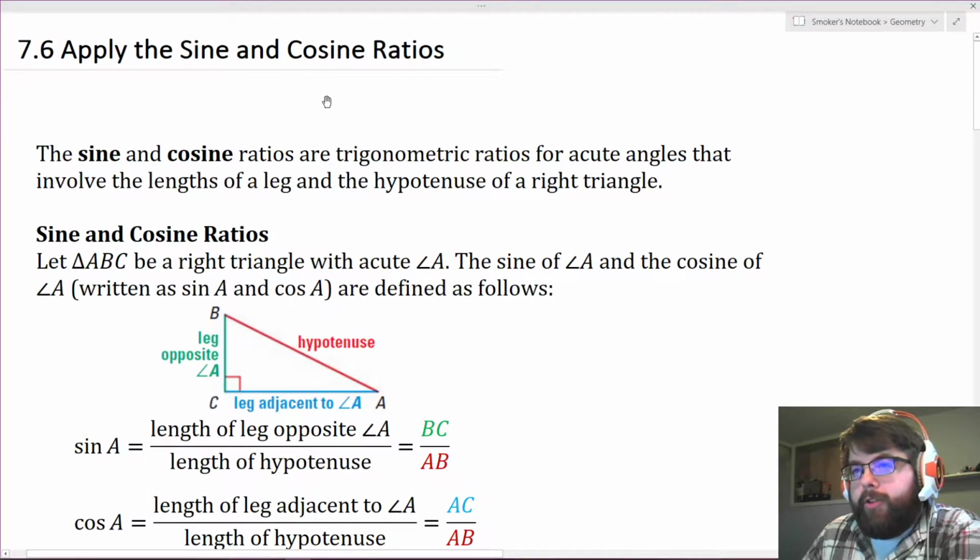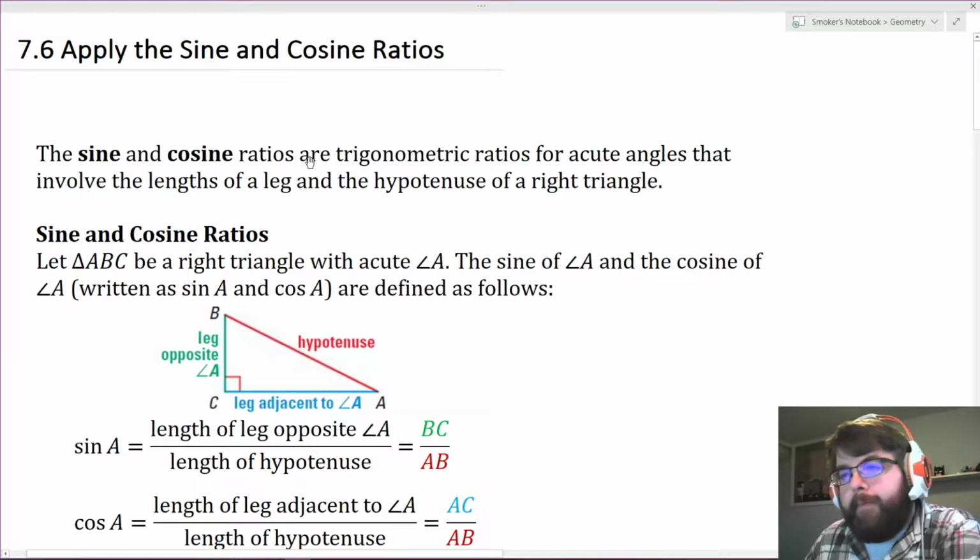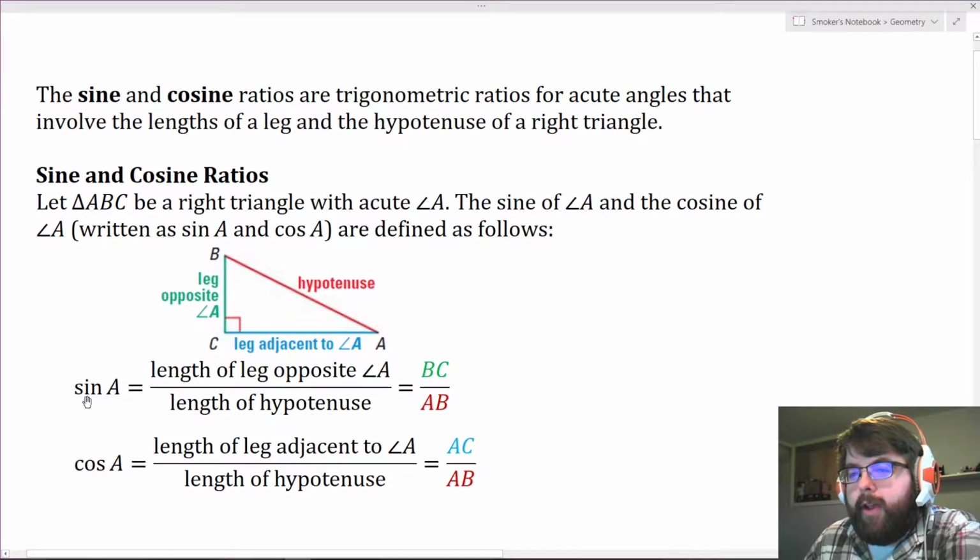Well, there's two other trig functions. There's actually more than that, but there's two other trig functions we're going to learn in geometry, and that is sine and cosine. So sine and cosine are just like tangent in that they're a ratio of an angle. So it's all about the angle that sine is of. In this first part, you see that it's the sine of A here. So we're looking at this triangle from angle A.